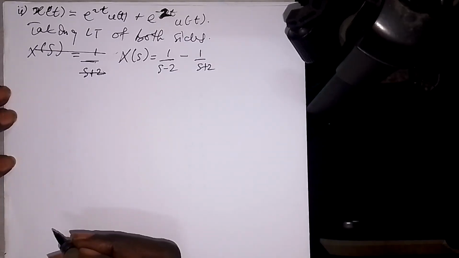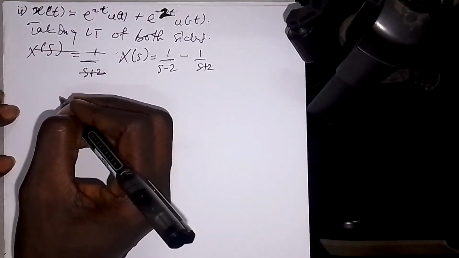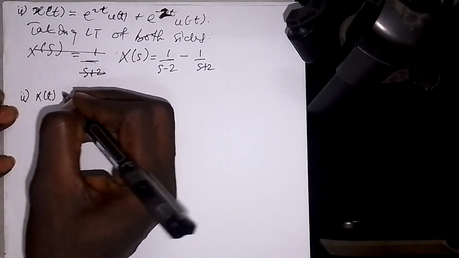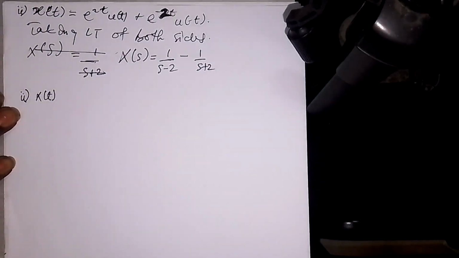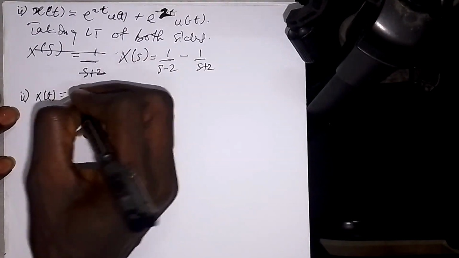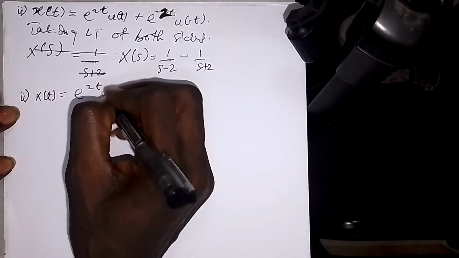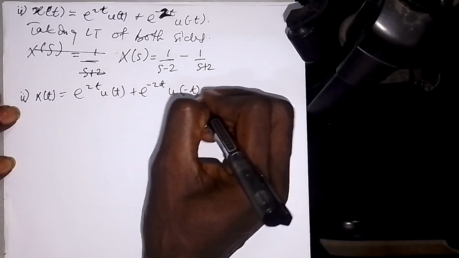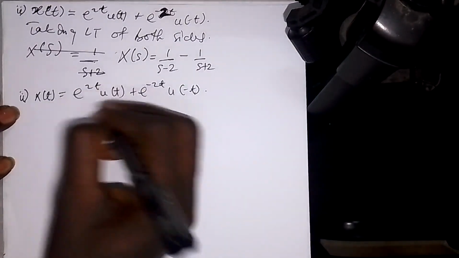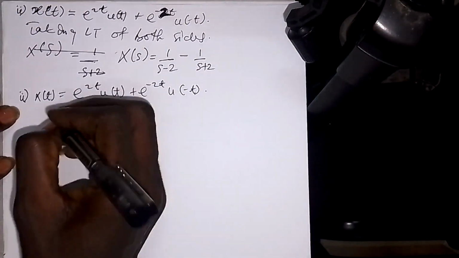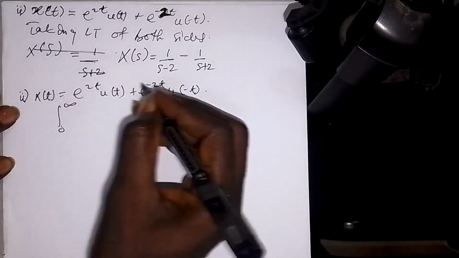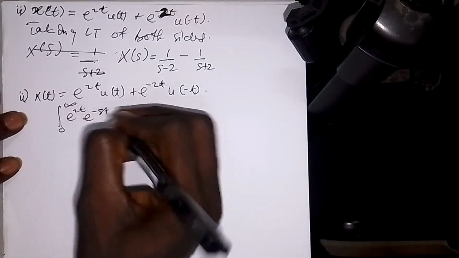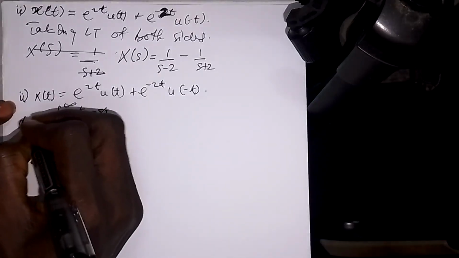This is going to be the Laplace transform. If you're confused, let me solve it very briefly here. Basically part II is x of t equals e to the 2t into u of t, plus e to the minus 2t into u of minus t. Since u of t is positive, I'll get the integral from 0 to infinity of e exponent 2t into e to the minus st.